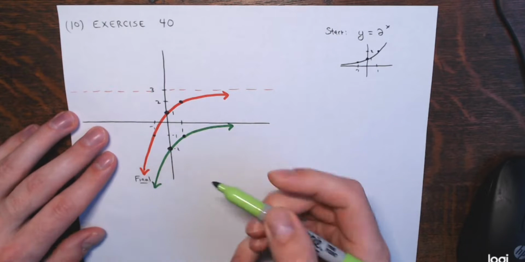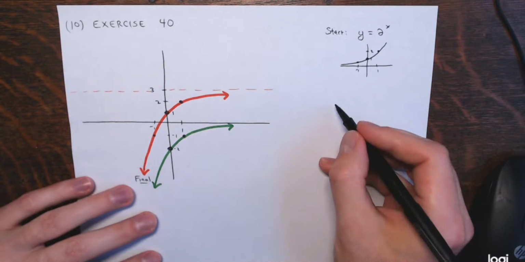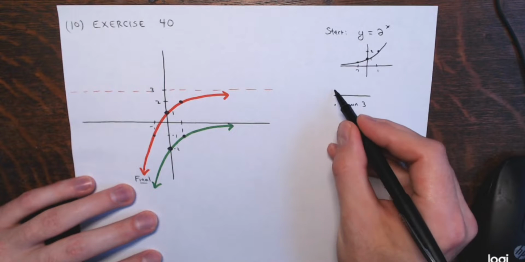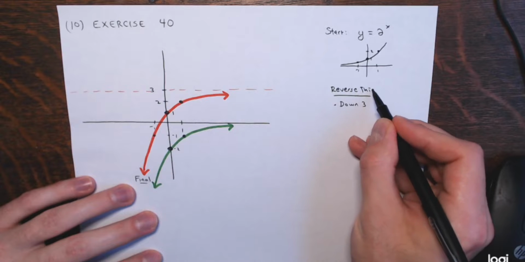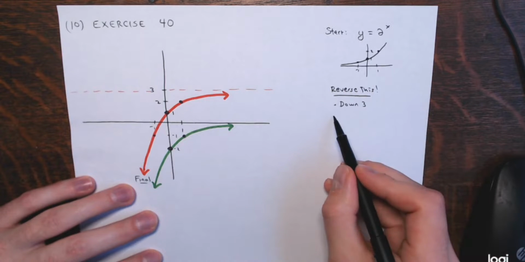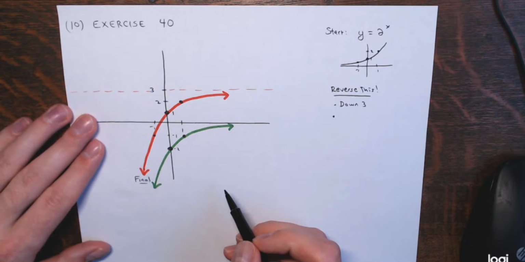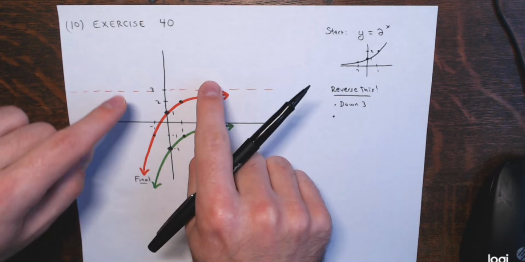So that was down 3. And I'll write the stuff I'm doing here. And again, don't forget, at the end we're going to reverse this to get the equation of our final graph. So the first thing I did was move it down 3. Then what I would like to do is reflect across the x-axis.